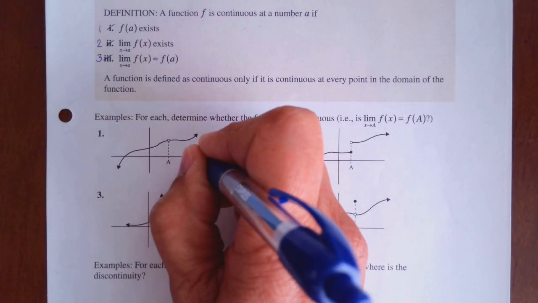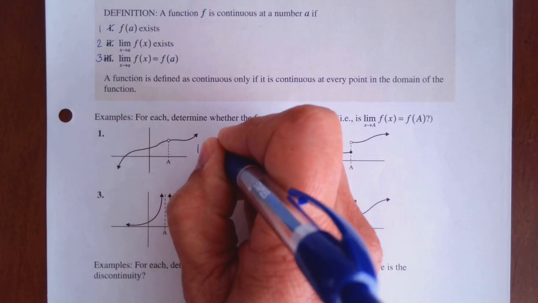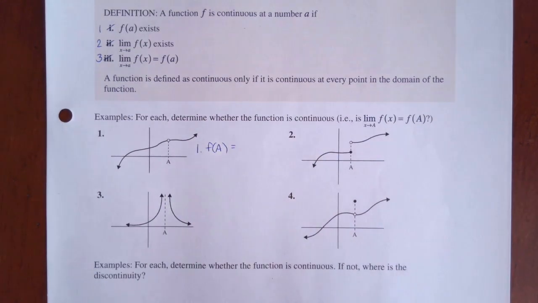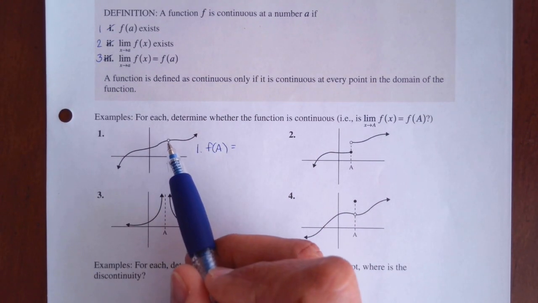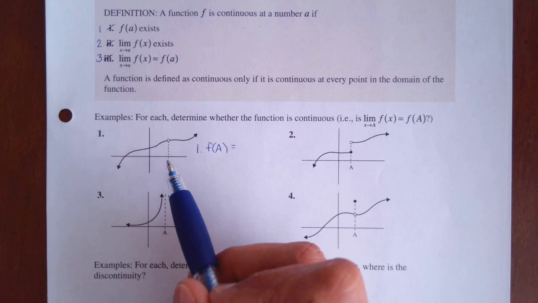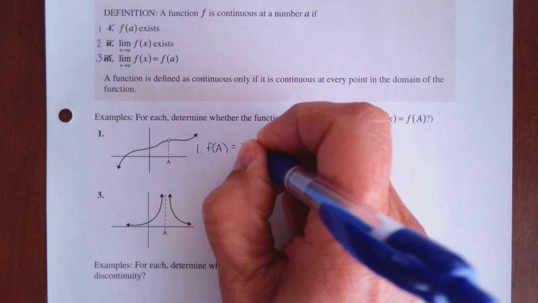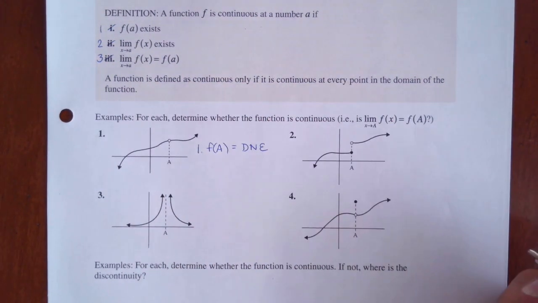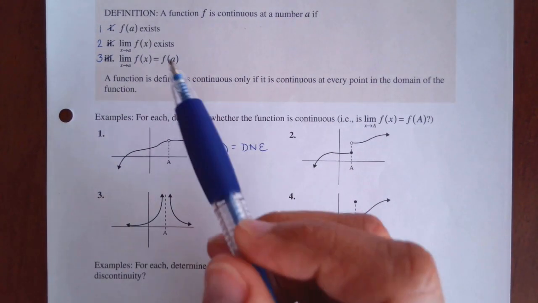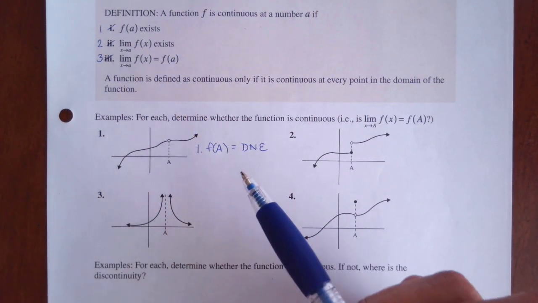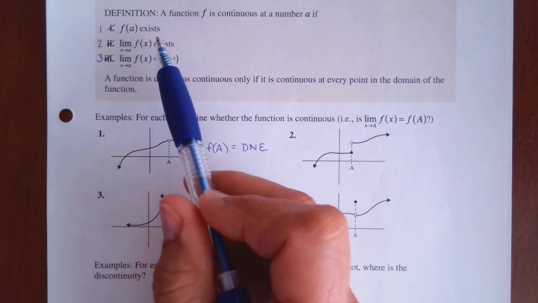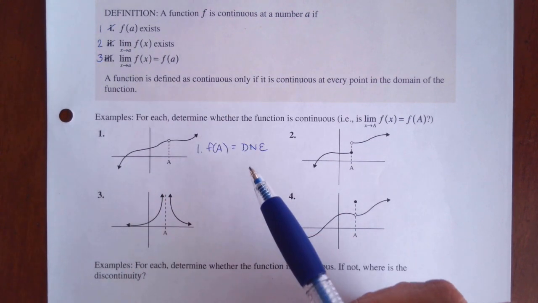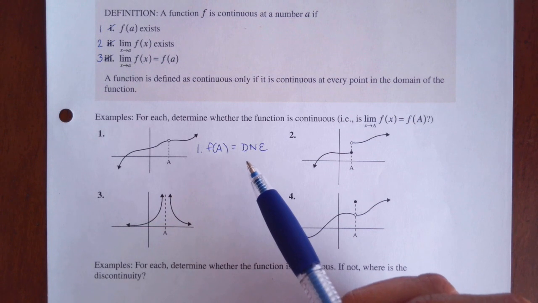So number one, I would have to find f of a. Okay, that's the first thing I have to do. Well, f of a is the function value at a. So there's a hole there, which means there is no function value. The function value doesn't exist if it's an open circle. So automatically, I don't even have to check 2 and 3. This is not a continuous function because the rule, step number one, failed. Okay, there is no function value.